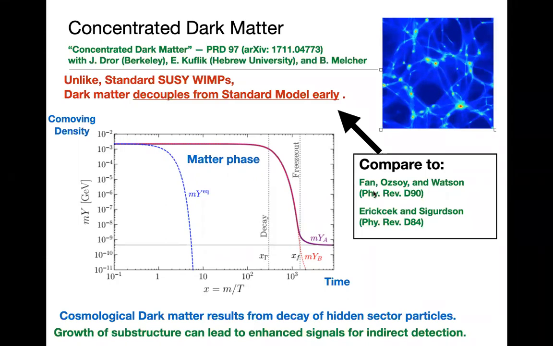Whereas in earlier studies, especially by Erickcek and Sigurdsson, and also a paper we wrote with Gigi Fan and my student Ogan Ozsoy, you usually don't have that effect because dark matter will stream out. Free streaming effects would destroy such signals. But because this decouples early, which I've tried to motivate is generic from the UV point of view, then you would actually detect this stuff.